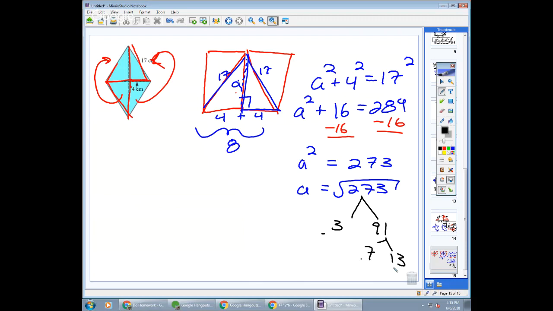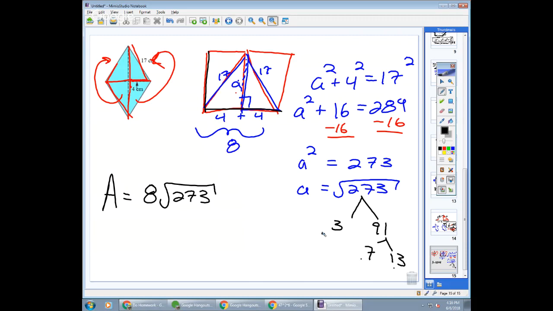But what I know is that's the height of my figure here, and I know the base. So the area has to be 8 times the square root of 273. And since there's no repeated factors inside 273, it doesn't reduce any more than that one. So that should be the final answer.